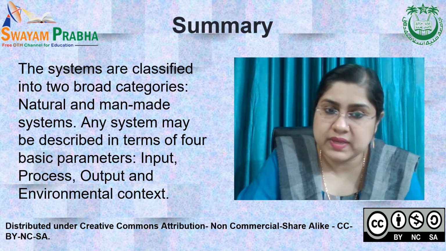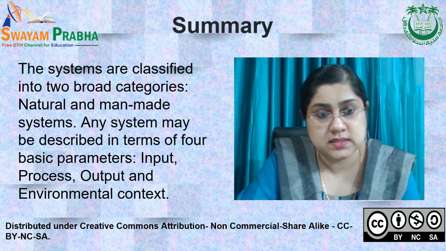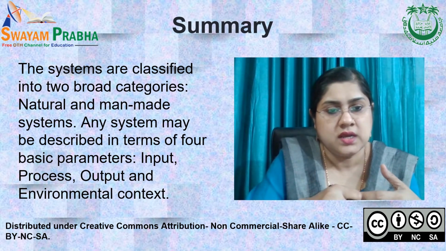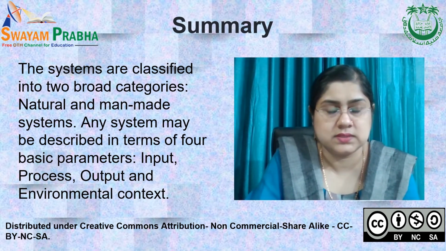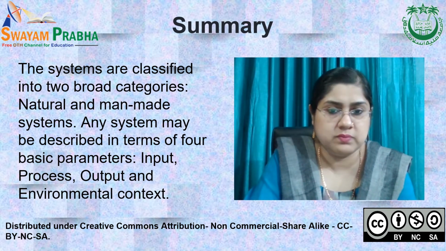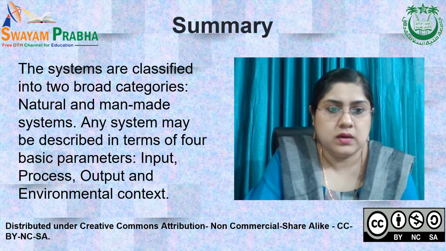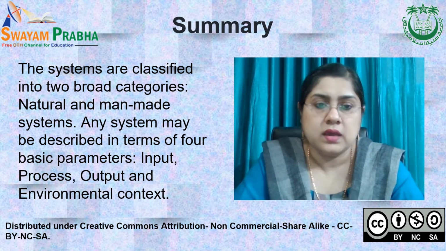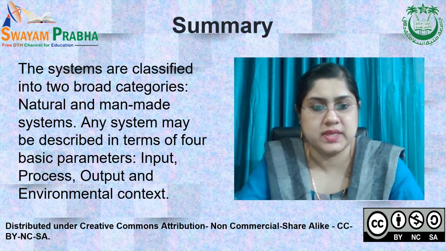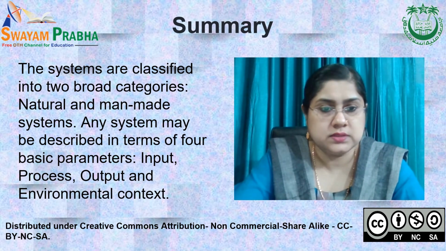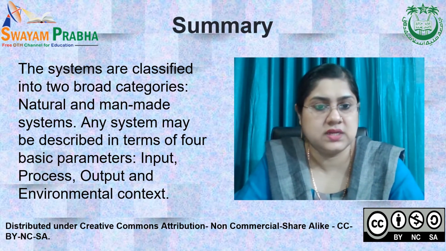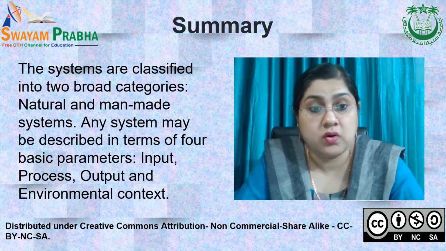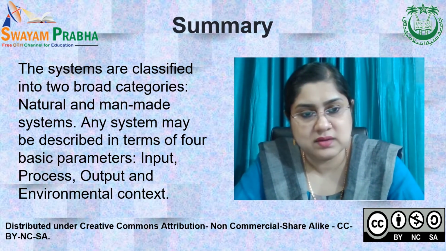The systems may be classified into two broad categories. The first category is the natural system, like all those systems which we find in nature, like the solar system, the human body, or any animal or plant body. And the next category is the man-made or man-machine system: any of the devices or appliances which you can see in your home, like a refrigerator, a television, a telephone, and even the educational systems. They all are considered to be man-made systems.